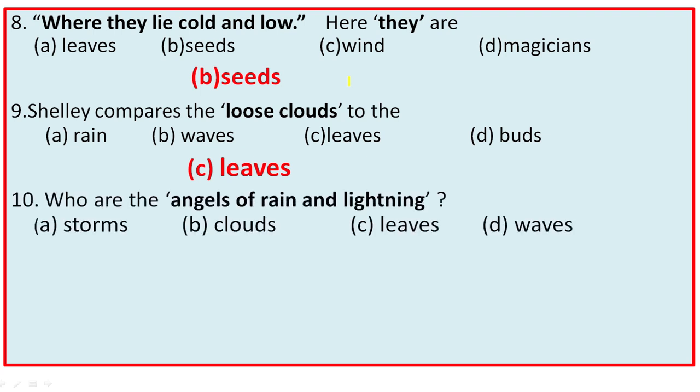Next, question number 10. Who are the angels of rain and lightning? In the second stanza, the loose clouds are called the angels of rain and lightning. So the right option is B, clouds.